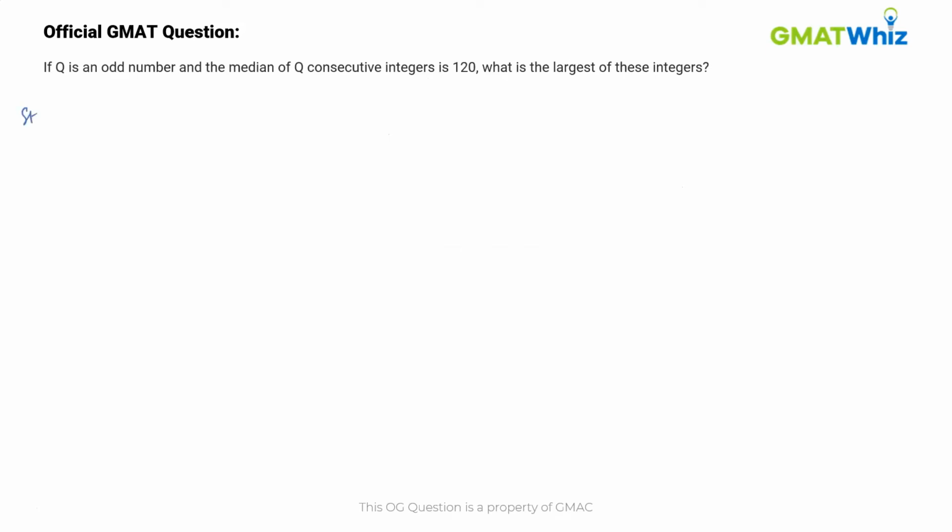So the question given to us tells us that q is an odd number. That means that the values that q can take are 1, 3, 5 and so on. And we are also given that the median of q consecutive integers is equal to 120. We have to find the largest of these integers.